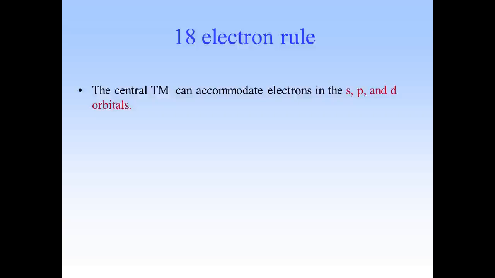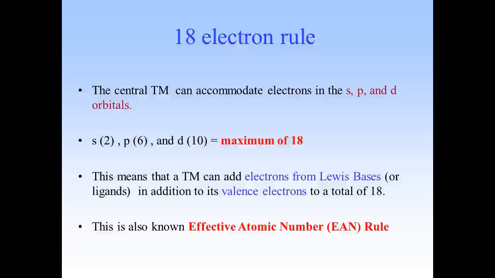Usually organometallic compounds can be formed only by transition metals, TM. So the central transition metal can accommodate electrons in its s orbital, p orbital and d orbital. A maximum of 18 electrons can be accommodated in a transition metal. How the 18 electrons can be added, that I show in the split up.